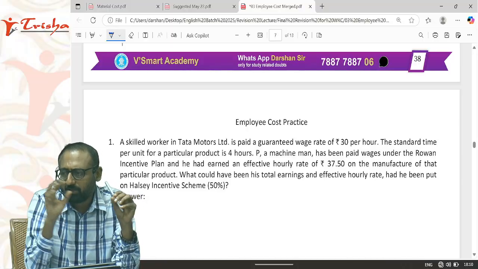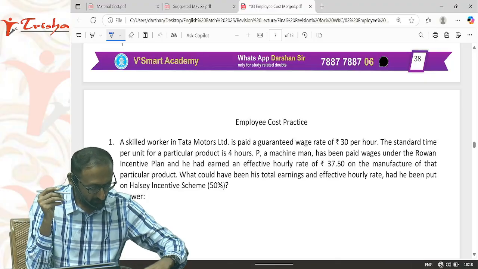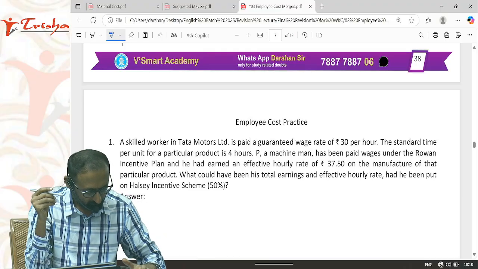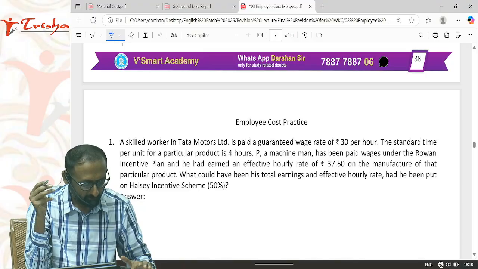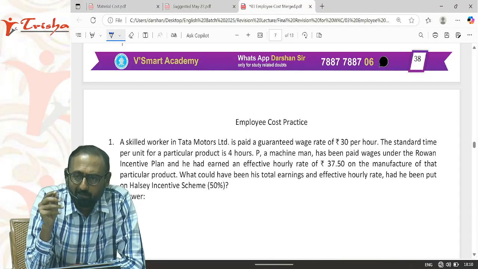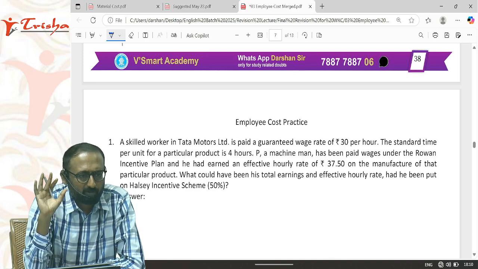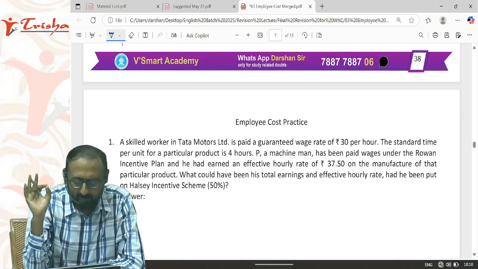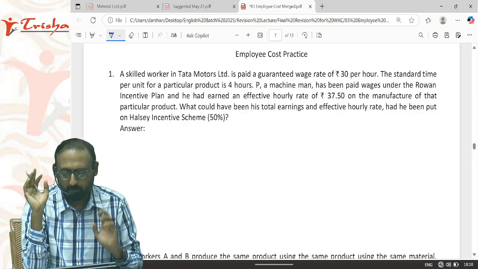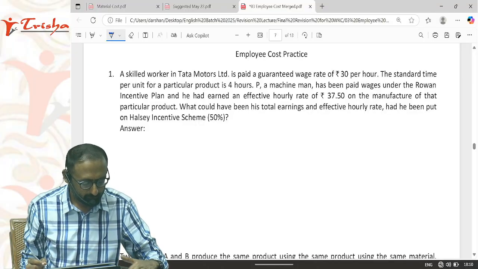Labor cost per unit is equal to total labor cost divided by units produced. Total labor cost divided by units produced. Yes sir, please write down there.